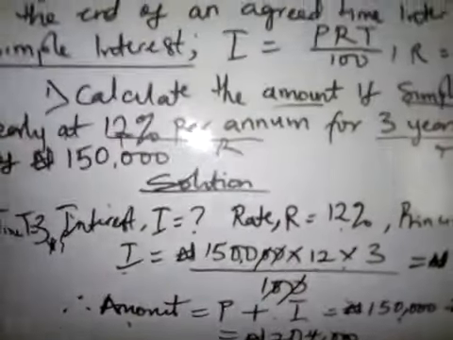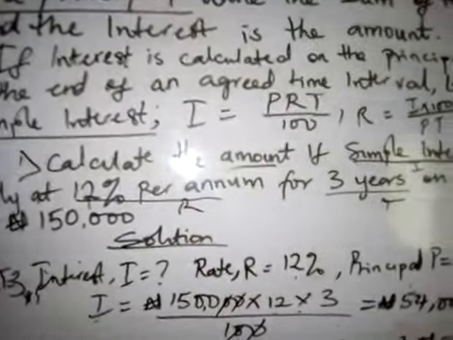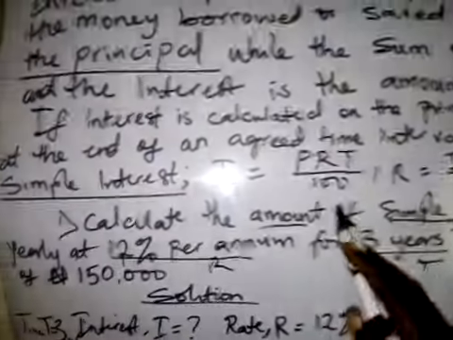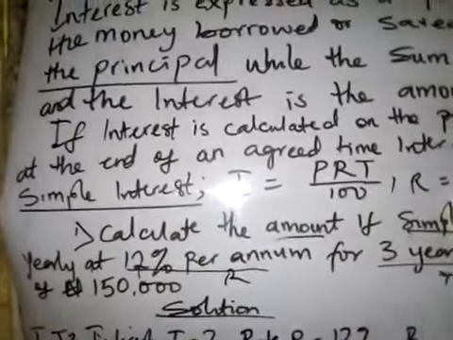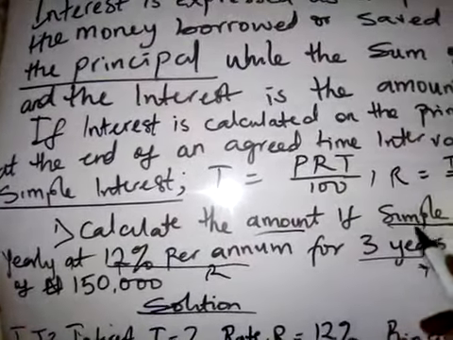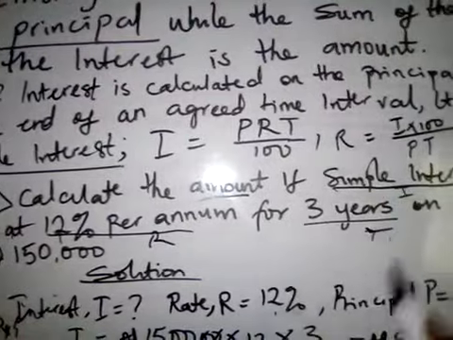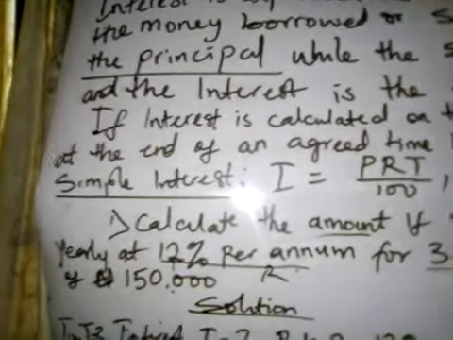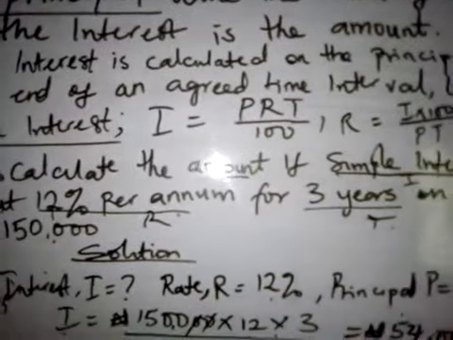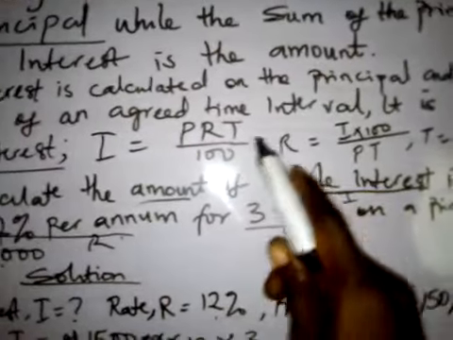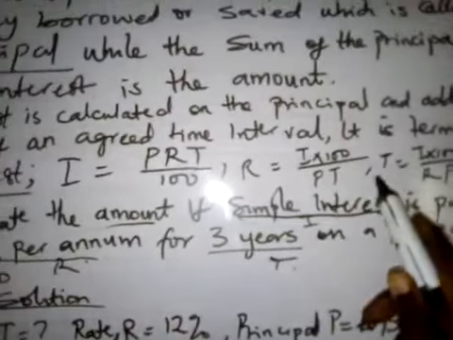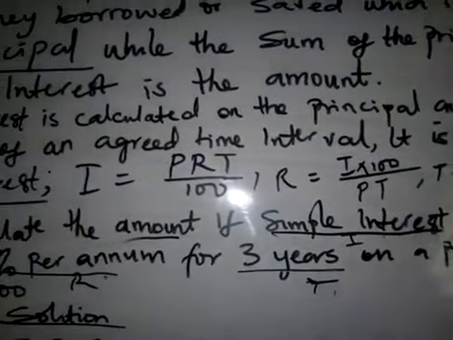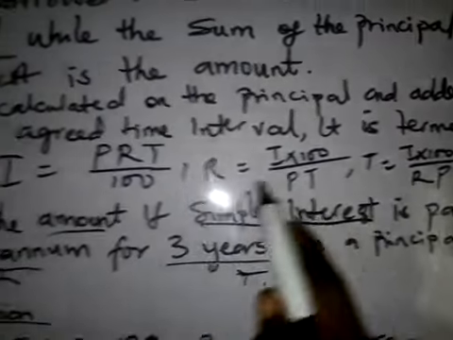So you can see that it's easy to chew, and don't forget the formula. They may ask you to find simple interest, and sometimes they may ask you to find the time, they may ask you to find the rate, they may even ask you to find the principal. So what you need to do is just make whichever one is unknown the subject of the formula, just like this.